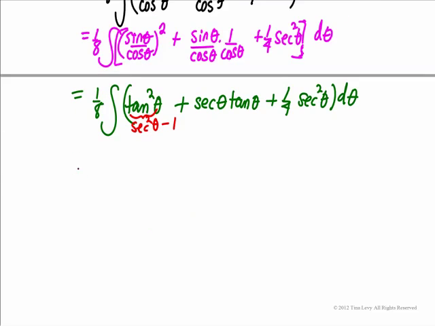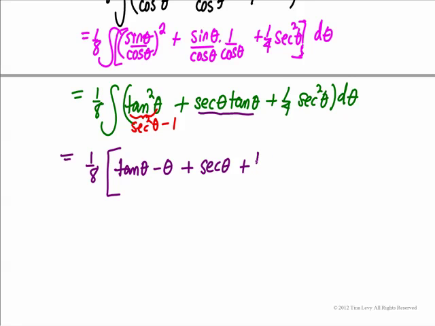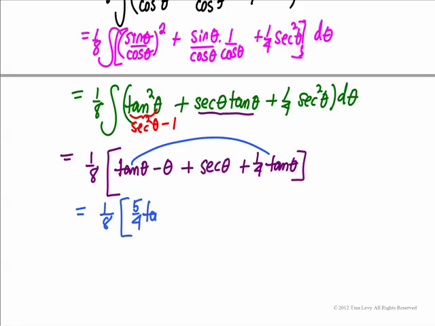Working this through, I have 1/8. The antiderivative of this secant squared is tangent. The antiderivative of 1, negative 1, would be negative theta. The antiderivative of secant tangent is secant. And the antiderivative of 1/4 secant squared is 1/4 tangent. I can put these two together. So this is 1/8 times 5/4 tangent theta minus theta plus secant theta.